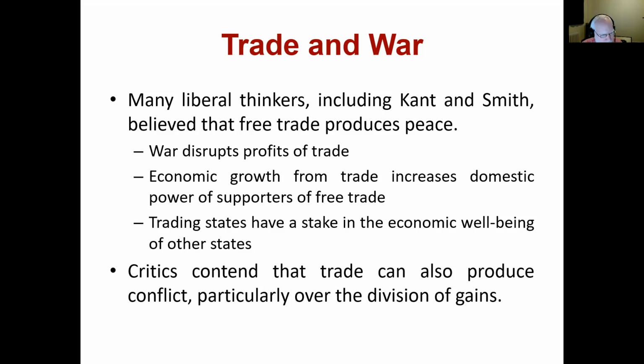Economic growth from trade increases domestic power of supporters of free trade. When you have high levels of trade between countries, those who are doing well from it will have increased power, and so they're more likely to be the ones who are influencing foreign policy making, right? To be the dominant groups domestically, who are able to get their voices heard in shaping foreign policy, and they're going to be opposing war.